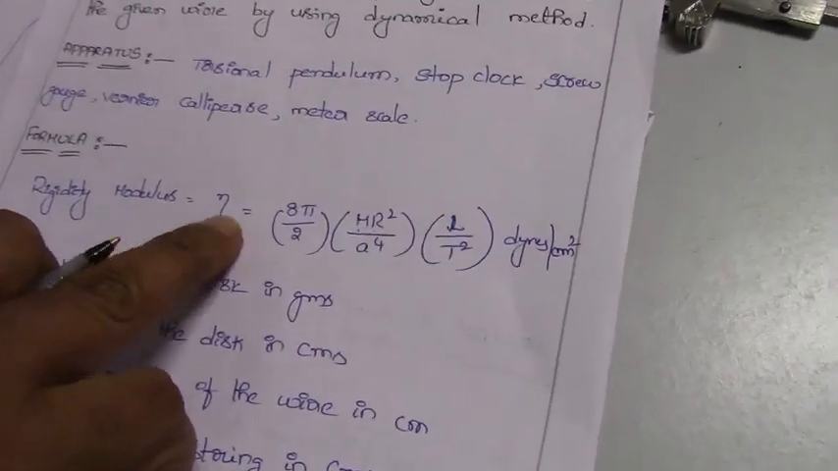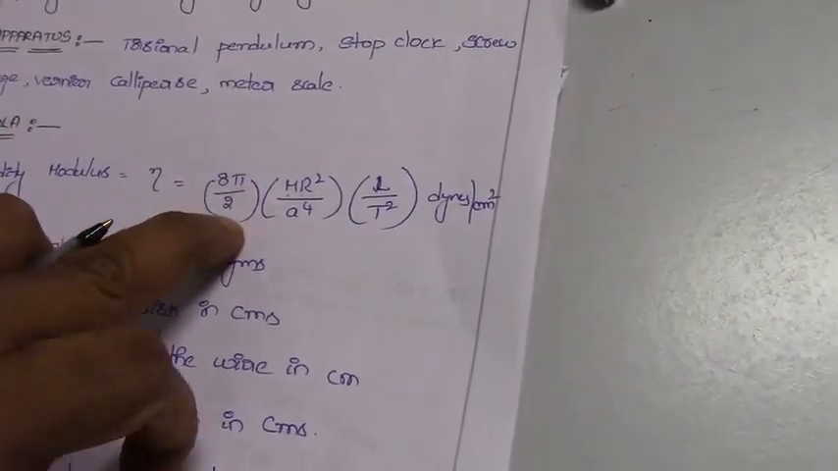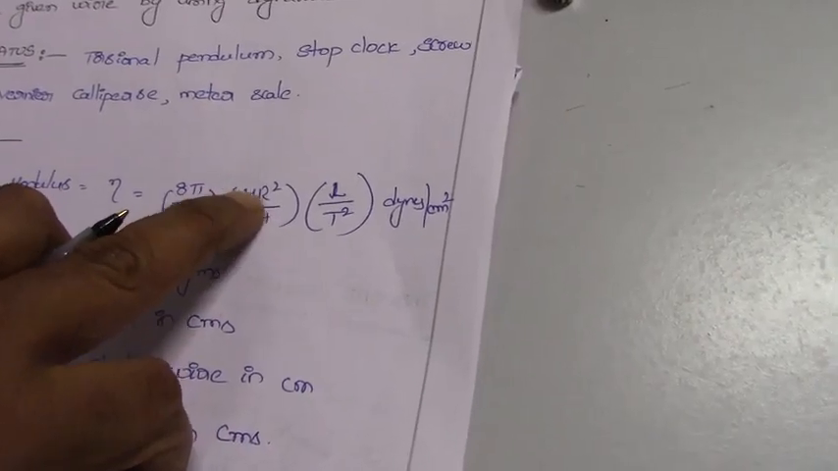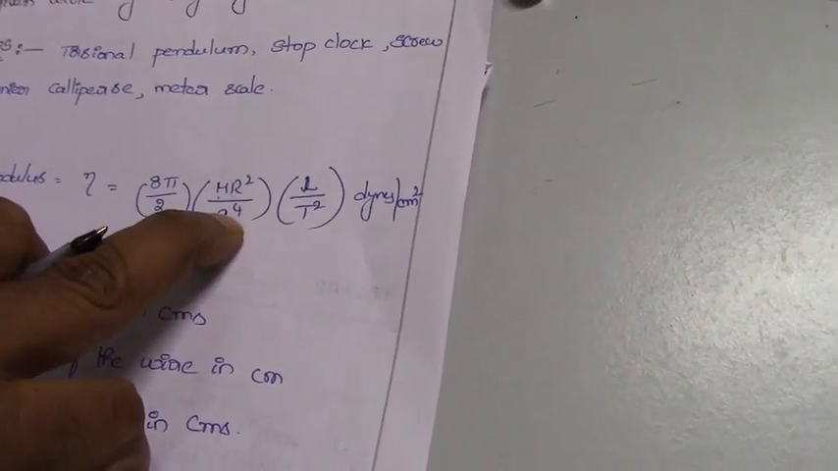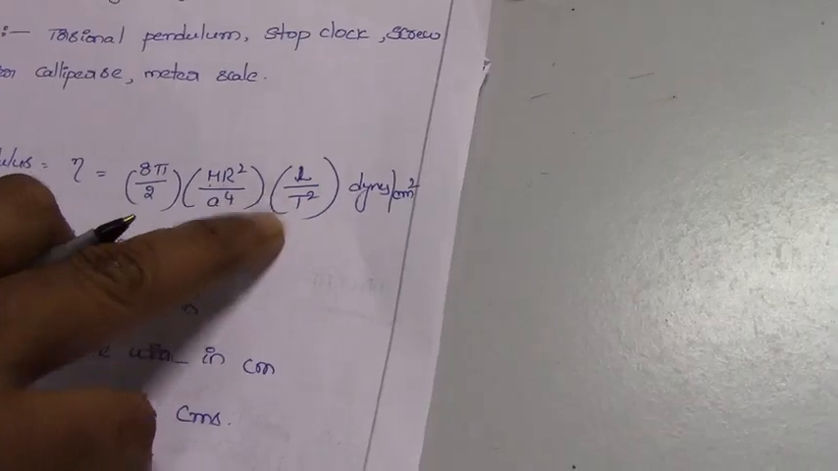If we go back to the formula, how do we find the rigidity modulus? Eta is equal to 8 pi, where 8, pi and 2 are constants. We know the m value, 1000 grams. R we calculated, A we calculated, L by t square we require. Actually you calculated L by t square here. This is the theoretical L by t square. 7.56 is the theoretical L by t square.